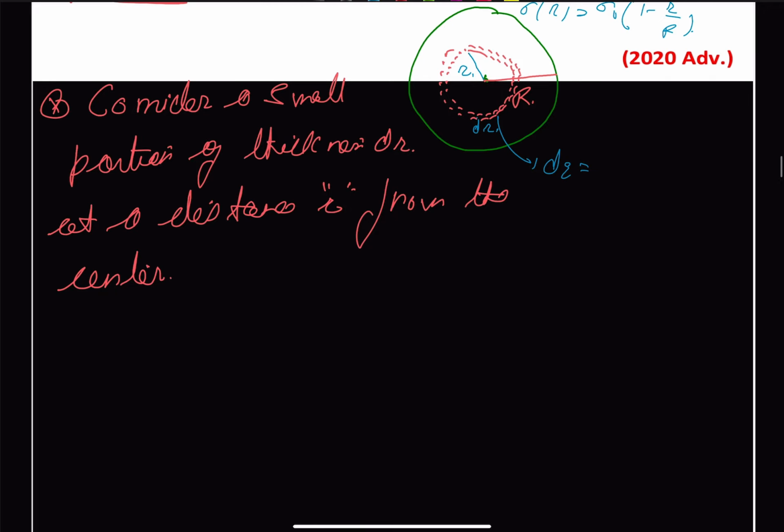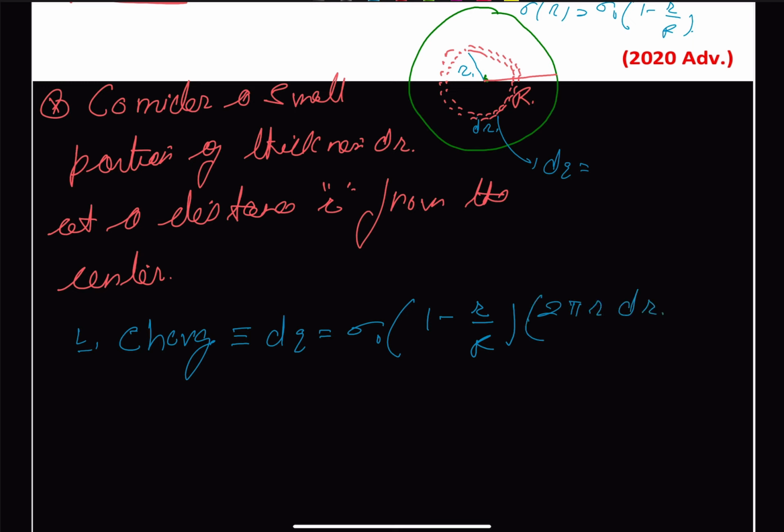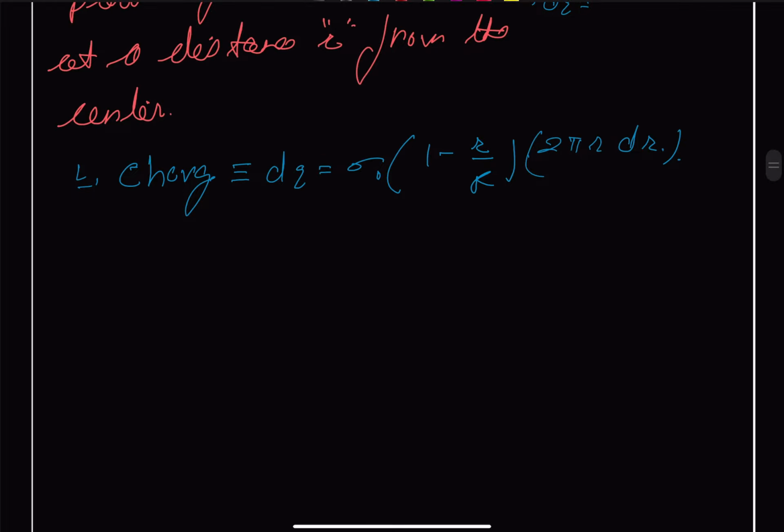Therefore, the charge which we said is dq will be equal to sigma naught, 1 minus r upon capital R, and we have this as 2 pi r multiplied by dr. So this is the small charge, and we are going to find out the ratio of their respective fluxes. Obviously we are going to use our Gauss law.